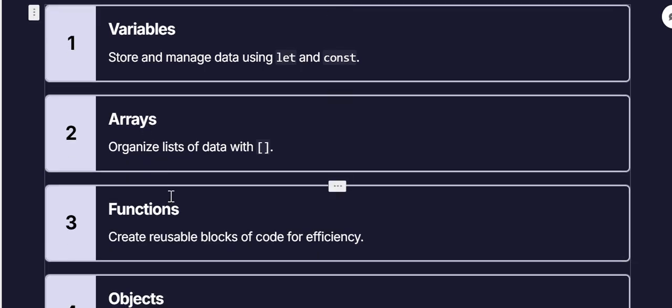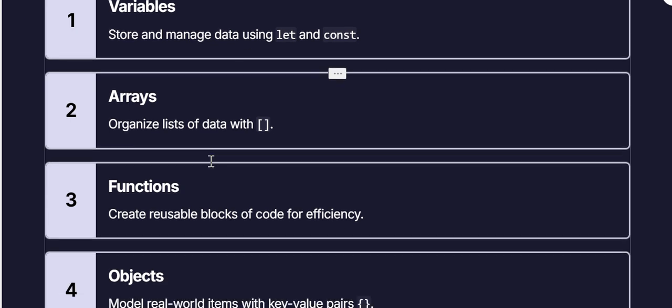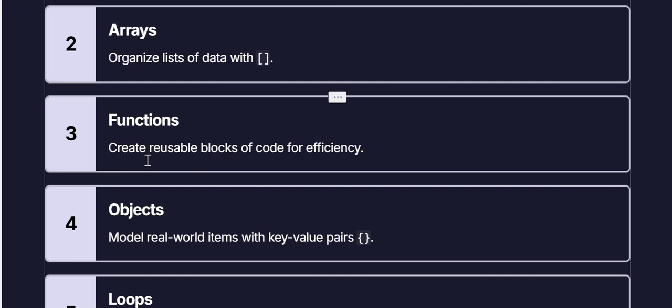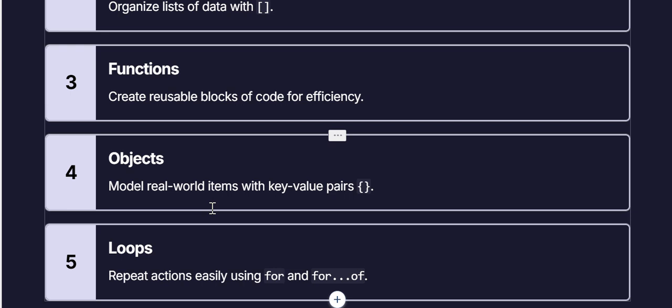In arrays, we organize a list of data with brackets. Functions create a reusable block of code for efficiency. Objects model real items with key-value pairs. In loops, we learned about repeating actions easily using the for-of loop.